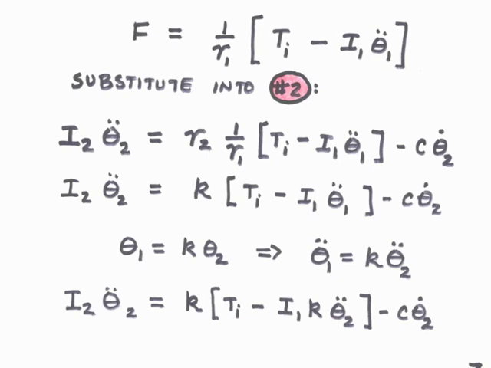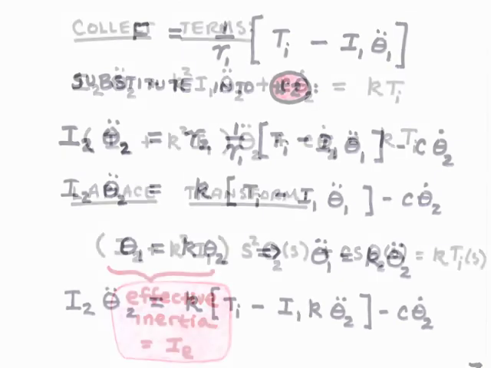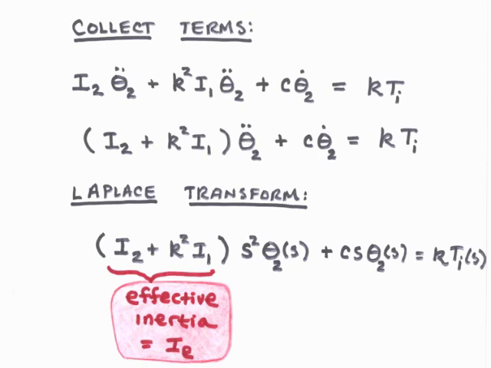Then we'll perform some algebra and also rely upon the kinematic condition theta 1 equals K times theta 2. That gives us the relation that theta 1 double dot equals K times theta 2 double dot. This allows us to remove theta 1 from the equations of motion. Performing a bit of algebra with these equations, collecting the terms, we find the following.